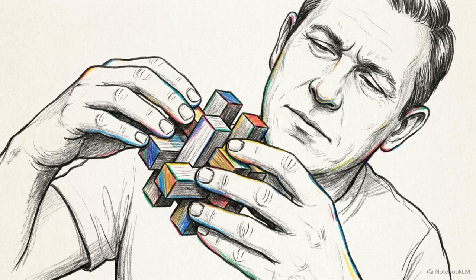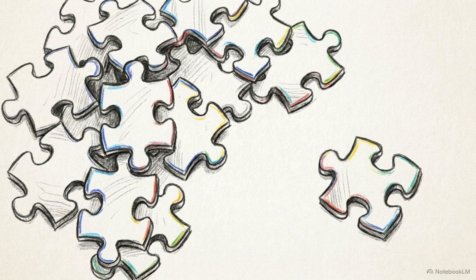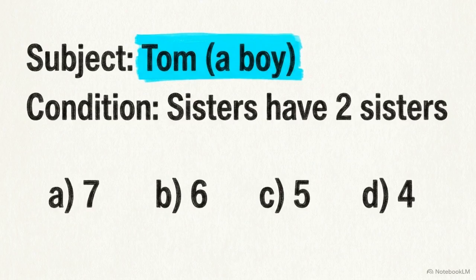Logic puzzles often rely on a shifting perspective. To solve them, we must move away from the collective group and isolate a single subject. Look at the specific phrasing. Tom, a boy, has 2 brothers. Each of his sisters has 2 sisters. How many children does Tom's mother have?